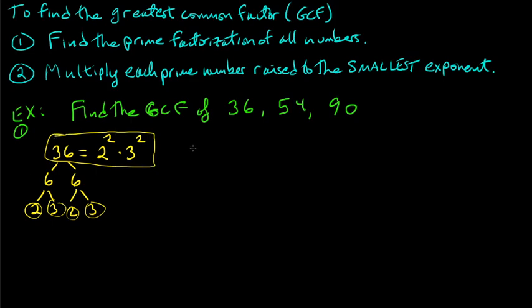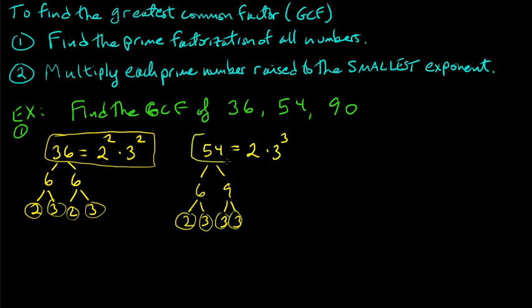Now we do the same thing again with the number 54. Right? Find two numbers that multiply to 54. So I can think of 6 times 9 is 54, right? And 6 is 2 times 3, and 9 is 3 times 3. So we have 2 times 3 times 3 times 3, or 2 times 3 to the third power. Okay, so that's the prime factorization of 54.